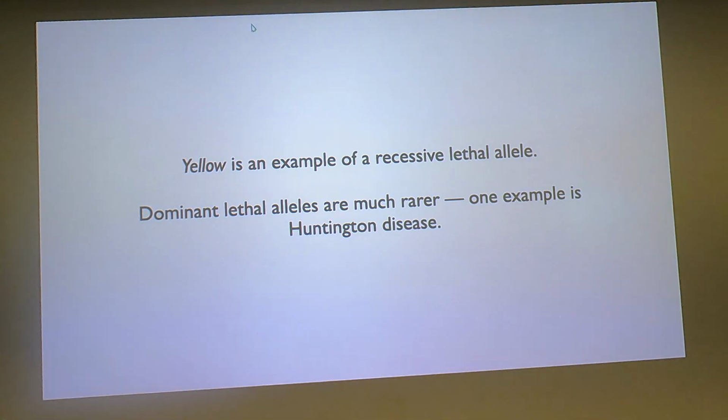There are also dominant lethal alleles, and we mentioned one earlier, Huntington disease. So Huntington is a dominant lethal allele, but it has late onset. So homozygous yellow kills them in utero, so you don't even see them. Huntington disease kills you when you're middle-aged, so we do see them.